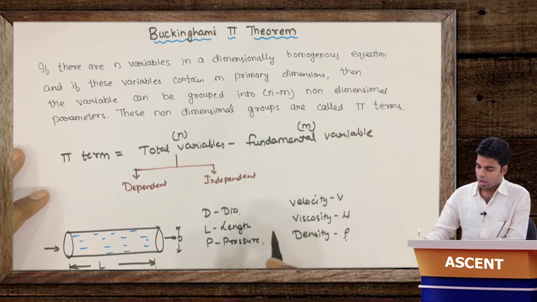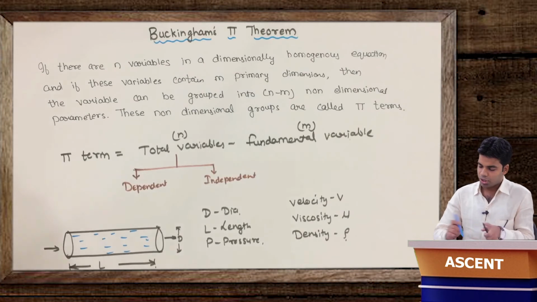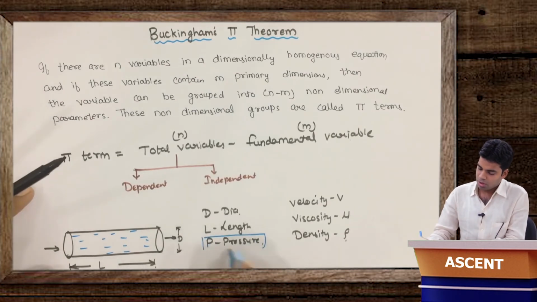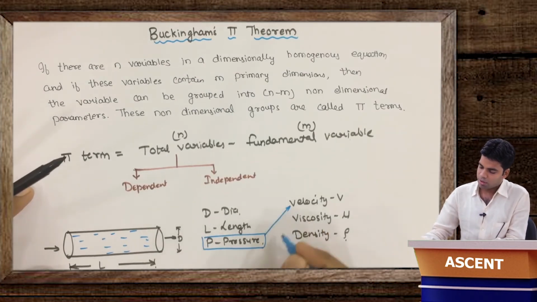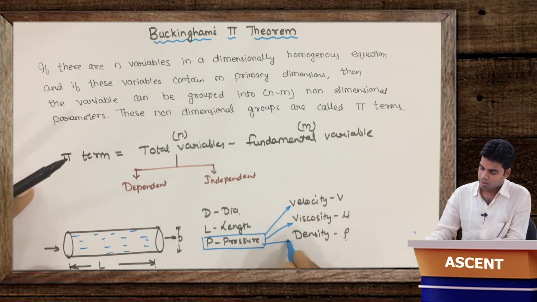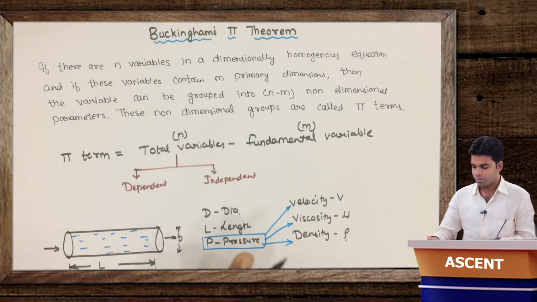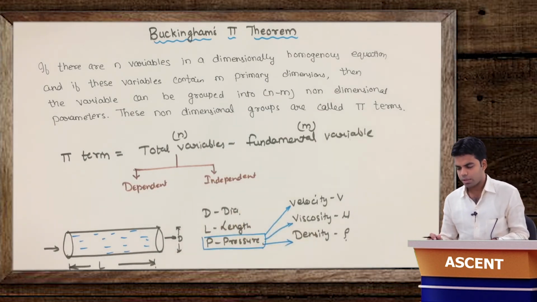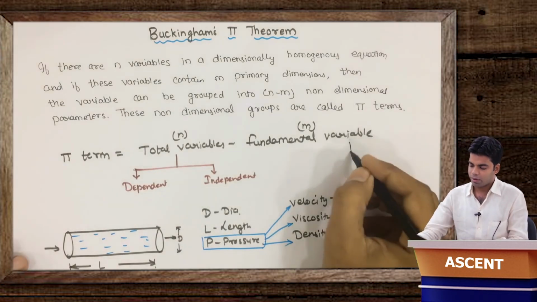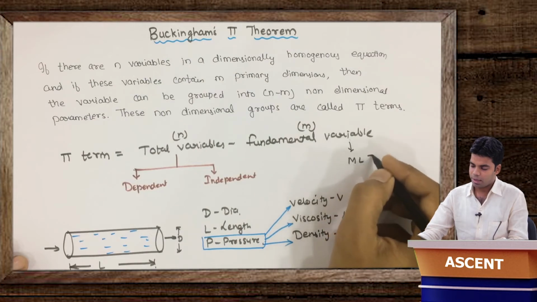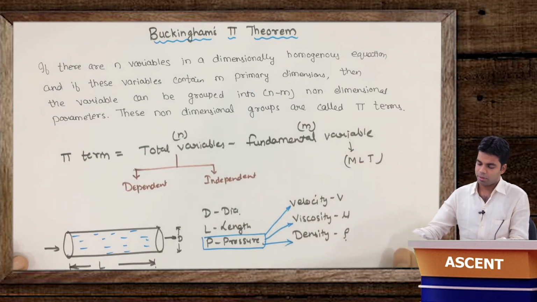So these are all the variables involved in this flowing of fluid through this pipe. Getting this? Now out of all these variables, the dependent variable is the pressure. This pressure is dependent on velocity, on viscosity, and also on density. So pressure is a dependent variable and the rest of the variables are independent variables. And fundamental variables, as I told you, are 3, which are M, L, T.